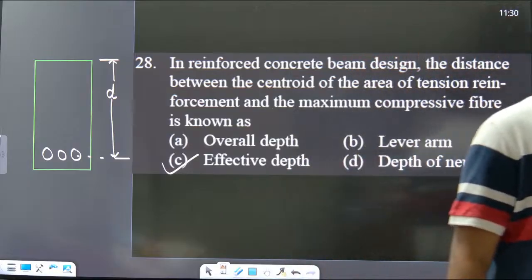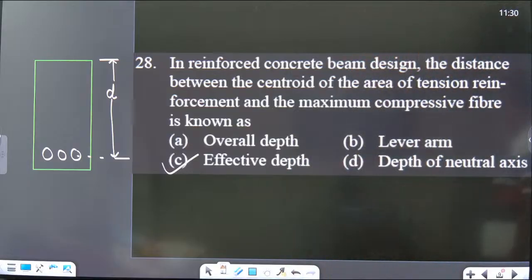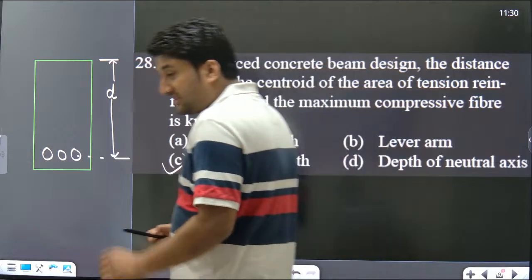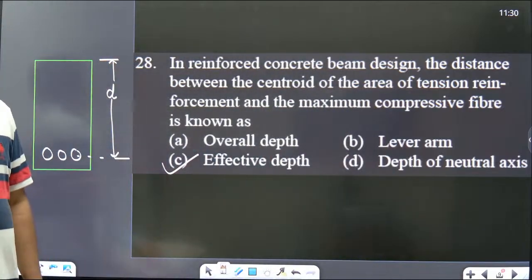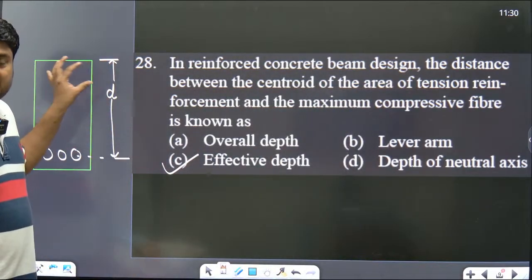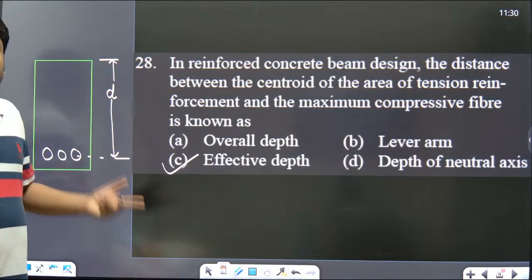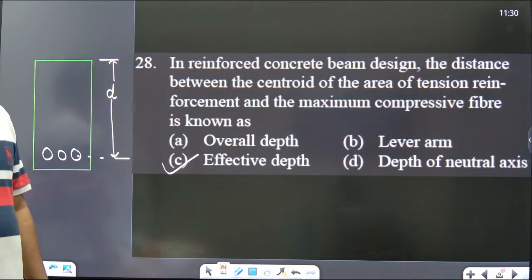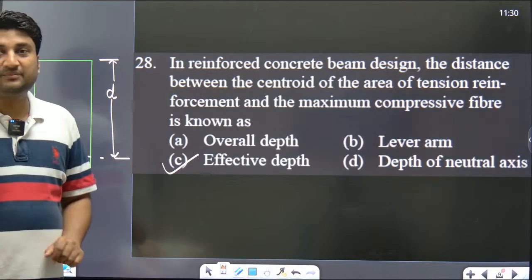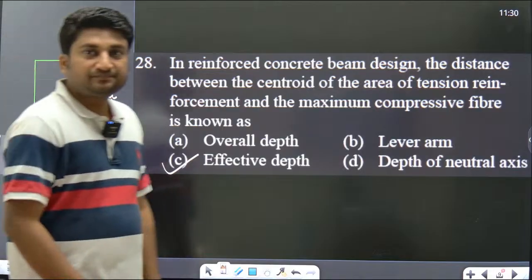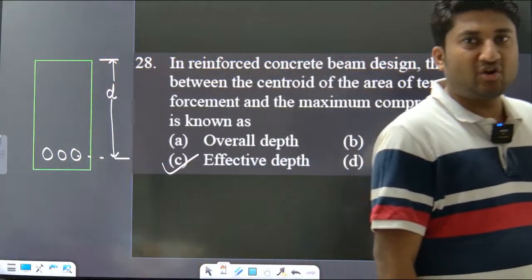It is not lever arm, it is effective depth. Please read the statement very carefully. The distance from the tension reinforcement to the compression fiber is not lever arm. Lever arm is the CG of the compression stress diagram to the CG of the reinforcement. That is lever arm. Understood everyone? No, it is not lever arm, brother.